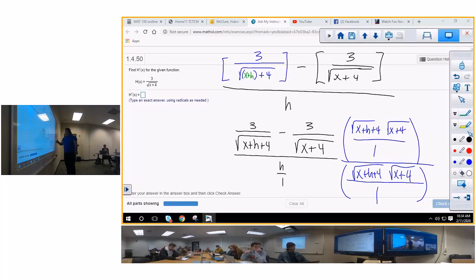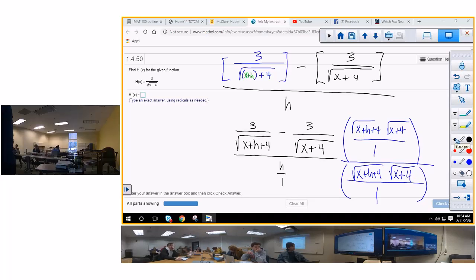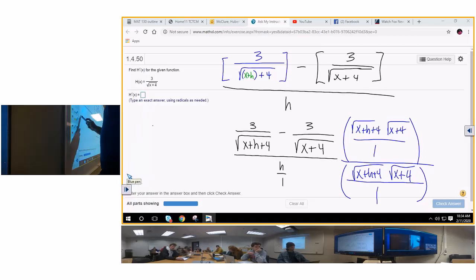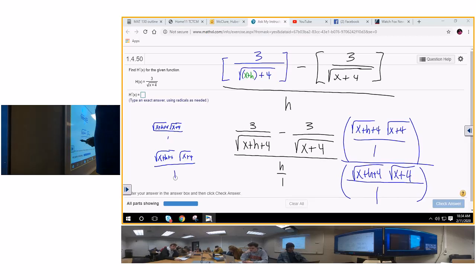And that's going to give us, I'm going to put a baby step in here for you. I'm going to put square root of x plus h plus 4, square root of x plus 4 over 1, and square root of x plus h plus 4, square root of x plus 4 over 1. I'm not going to have enough room to write the rest of it, so I'm going to have to make some of it smaller.